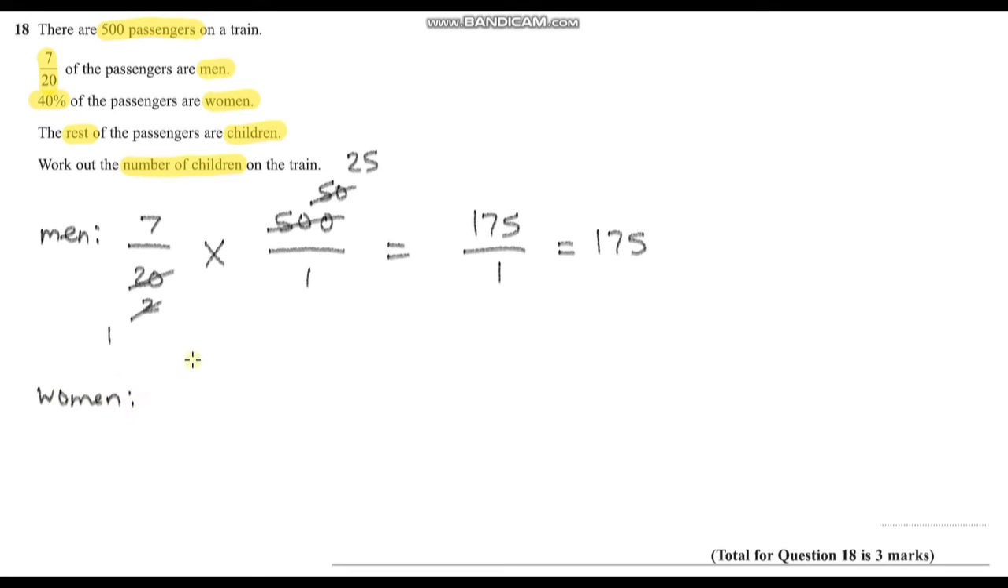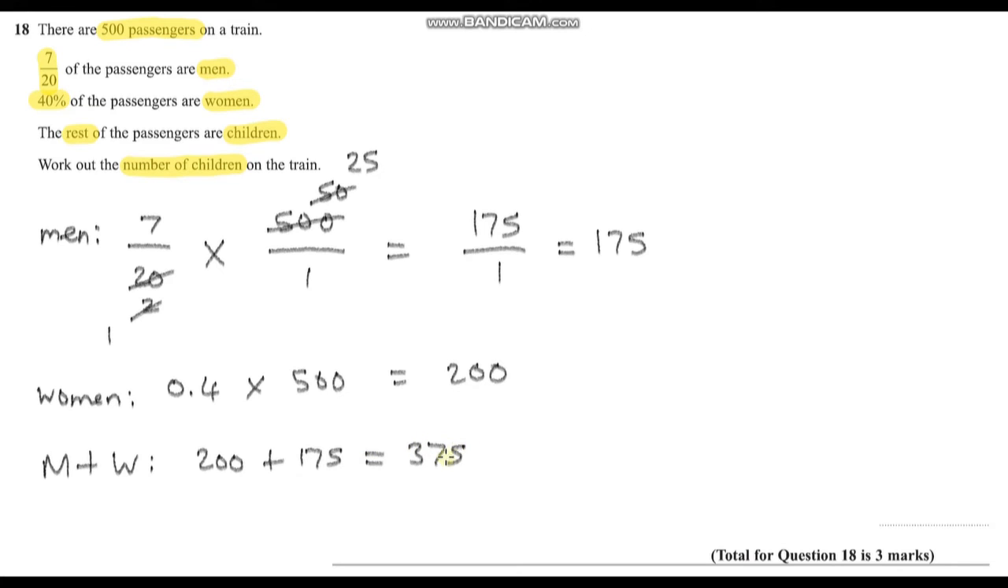So women, well, it's going to be 40% of 500. So it's going to be 0.4 times 500. I just converted that to a decimal. So 4 times 500 is 2,000, but it's 0.4, so it's going to be 200. So there's 200 women. So the total, so I'm just going to put M plus W for men and women. Well, that's going to be 200 plus 175, which gives us 375.